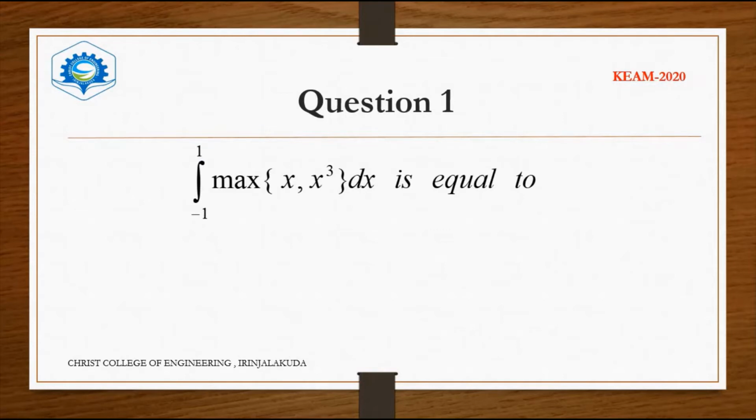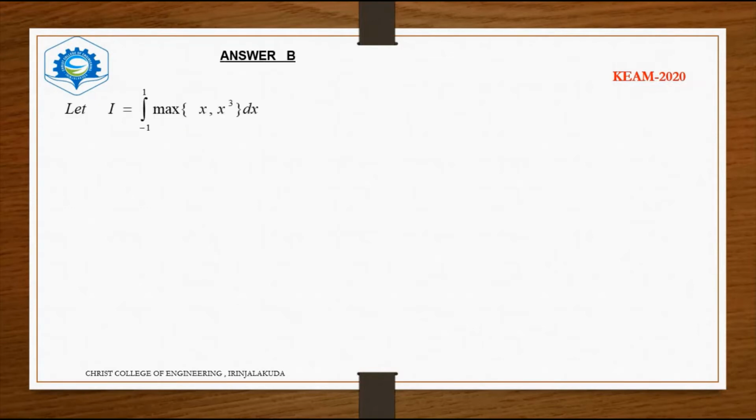Question 1. Evaluate integral minus 1 to 1 maximum of x, x cube dx. These are your options: 3 by 4, 1 by 4, 1 by 2, 1 and 0. Now, consider the given integral. In this given integral, you may notice that we have the lower limit as minus 1 and the upper limit as plus 1. So, our maximum function lies within the interval minus 1 and plus 1, and it is going to make a lot of changes between the negative interval as well as the positive interval.